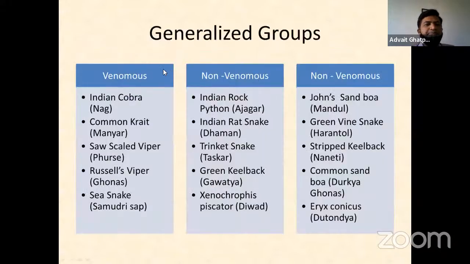So this is the generalized grouping of snakes. These are the venomous snakes. In India, mainly these 5 to 6 types of venomous snakes are found. They include the Indian cobra, which we call nag, the common krait, which we call maniyar, the saw-scaled viper, which we call fursa, Russell's viper, which we call ghonas, and the sea snake, which we call samudri saap. Why have I included this? Because we are living in a coastal region. Then non-venomous snakes are different again.